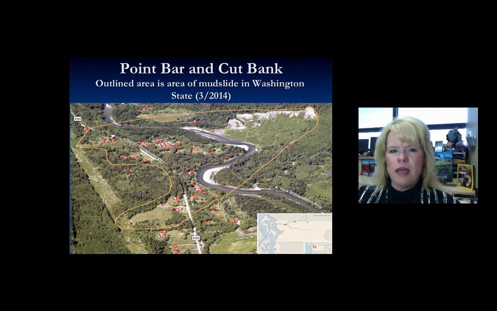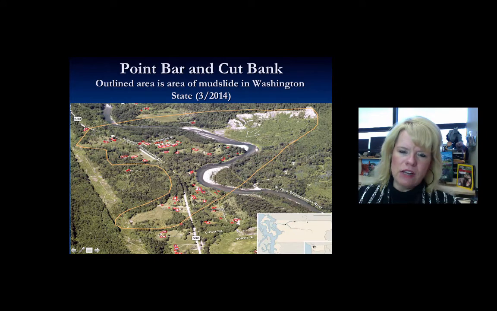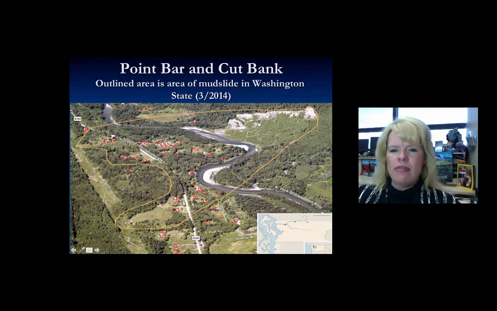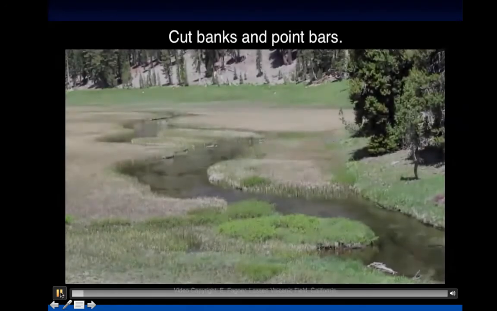So here's a cut bank. This was in the site of the mudslide that occurred in March of 2014 in Washington State. And you need to see this landslide right up here and how it actually slid into the river and actually dammed up the river. So that could be a bad thing because now we already had sediments that were there from some of your point bars, and then we get this entire cut bank and point bar that are absolutely inundated from a landslide.